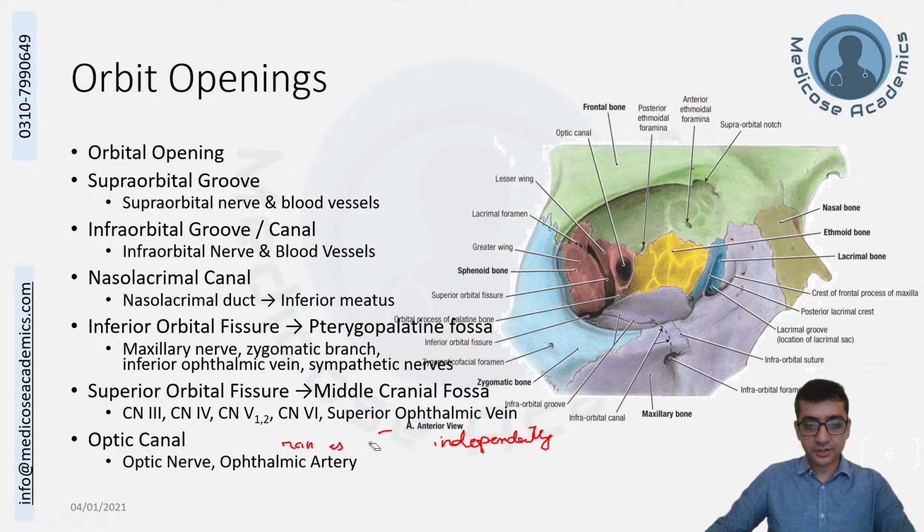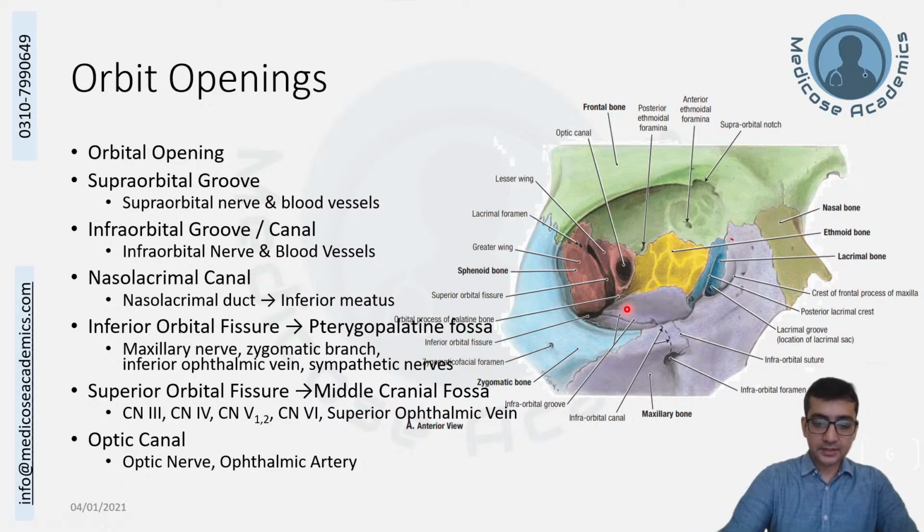Then there is the inferior orbital fissure. The inferior orbital fissure is present between the greater wing of the sphenoid and the zygomatic and maxillary bones. It opens into two places. If we look at the medial aspect, it is going into the pterygopalatine fossa. And if we look at the lateral aspect, it is opening into the infratemporal fossa. So it is opening on two different areas depending upon its location: medially the pterygopalatine fossa and laterally the infratemporal fossa.